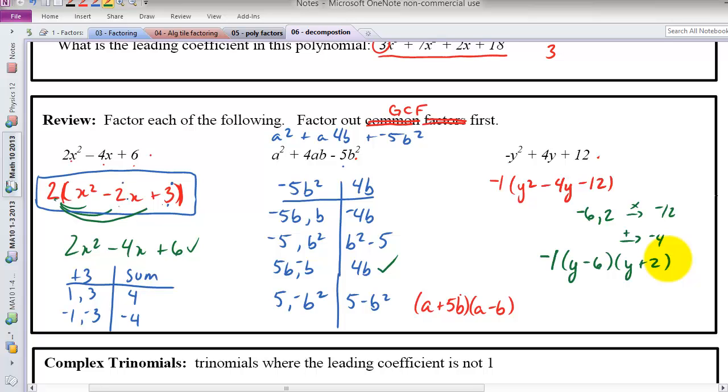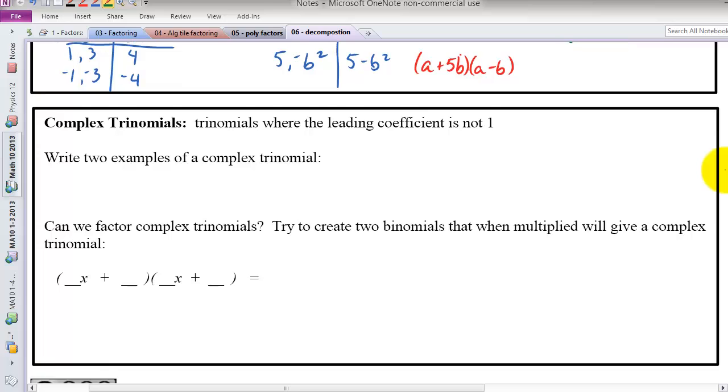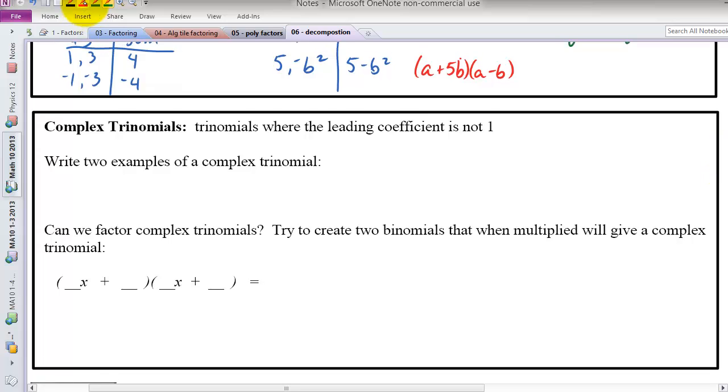There you have it. Okay, so that's kind of a review of last day, and reinforcing that idea of factoring out the greatest common factor first and starting with a leading coefficient of 1. Today's stuff is a little bit more difficult. So we're dealing with complex trinomials.